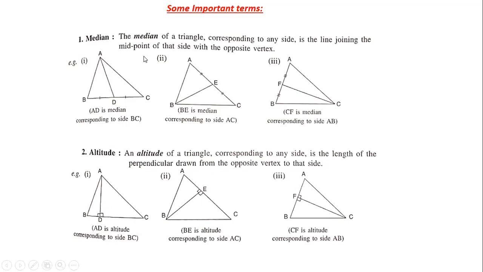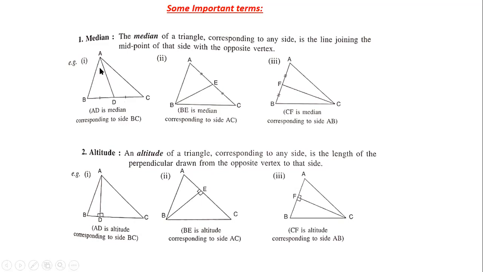The median of a triangle corresponding to any side is the line joining the midpoint of that side with the opposite vertex. If I want to find the median of this BC, here D is the midpoint, because D is dividing this BC into two equal parts, BD and DC. This median AD corresponding to this side BC is the line which joins this midpoint D with the opposite vertex A. We all know that these are the vertices, this is the side, and this is the angle.